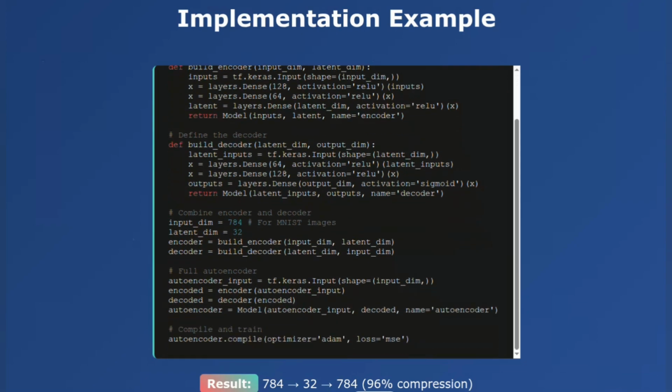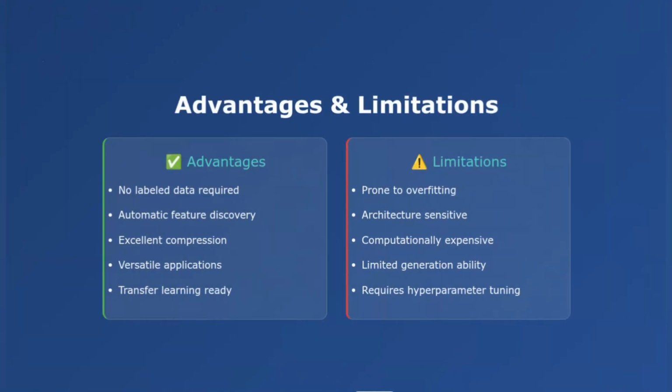First, autoencoders are unsupervised. No need for labeled data. They automatically discover patterns and features in your dataset. Second, they're excellent for dimensionality reduction, often outperforming traditional methods like PCA for complex, nonlinear data. Third, they're versatile, useful for compression, denoising, anomaly detection, and data generation. Finally, they learn meaningful representations that can be used for downstream tasks.